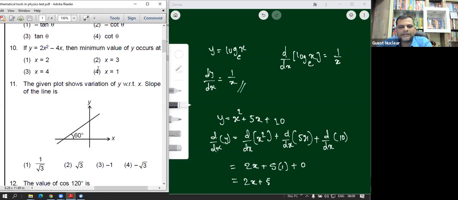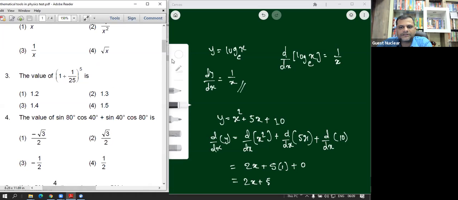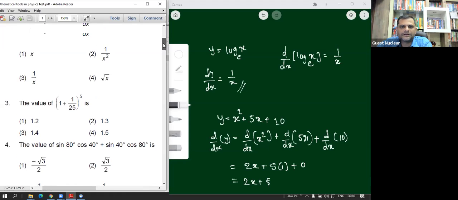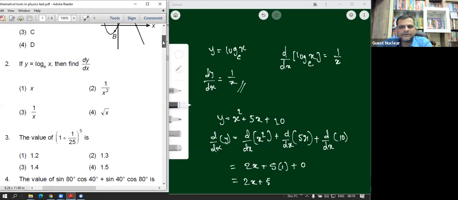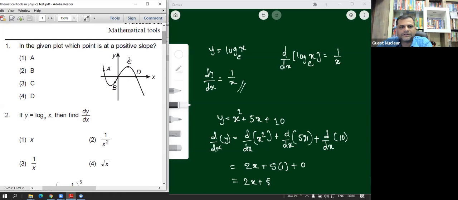और यहाँ पे देखो एक्चुअली ये सारे जो क्वेश्चंस हैं, ये सारे क्वेश्चंस मैथमेटिकल टूल्स इन फिजिक्स के अंदर के हैं. ये हम सॉल्व करेंगे सभी एक एक करके. ठीक है. तो देखो फर्स्ट क्वेश्चन जो हम देख रहे हैं यहाँ पे कि इन द गिवन प्लॉट विच ऑफ द फॉलोइंग इज एट द हाईएस्ट पॉजिटिव स्लोप. अभी इसमें से किसका स्लोप पॉजिटिव है और हाईएस्ट है, तो वो हमको ढूंढ के निकालना है.